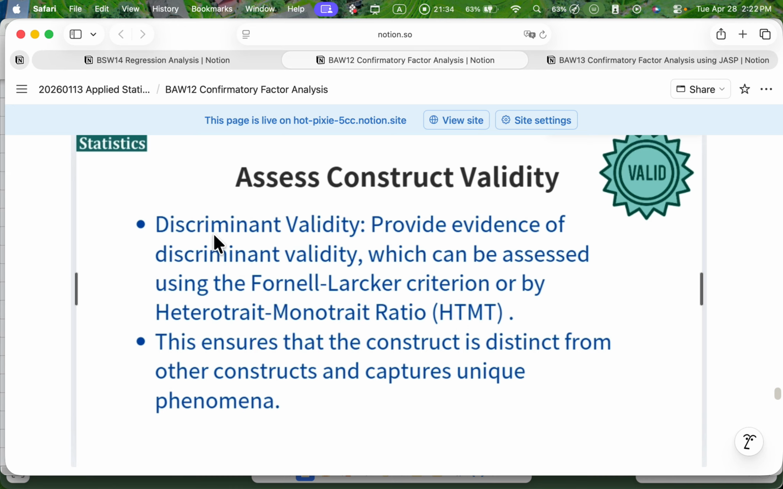What does discriminant validity mean? You can see here the second point. Discriminant validity ensures that the construct is distinct. Distinct means different from the other constructs, and captures unique phenomena.